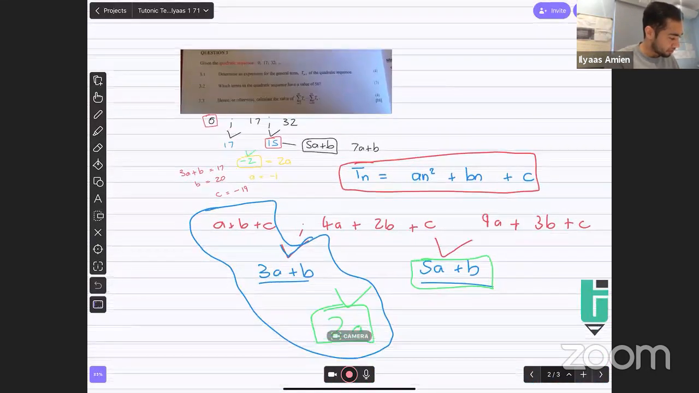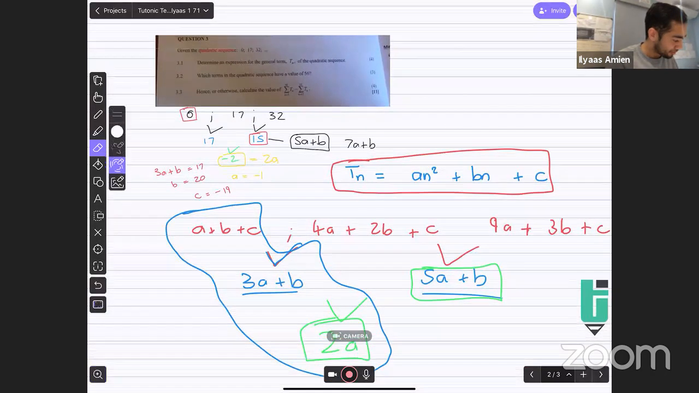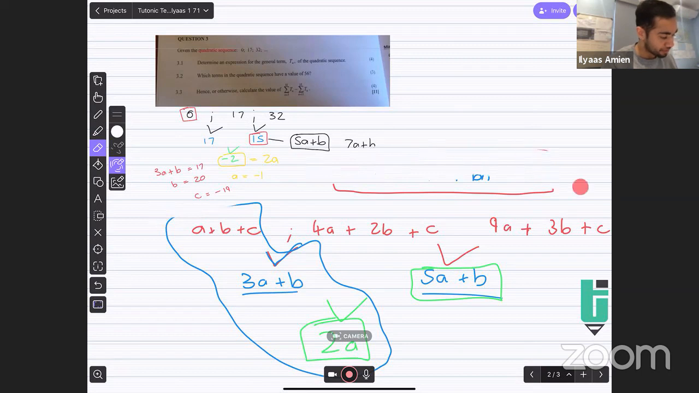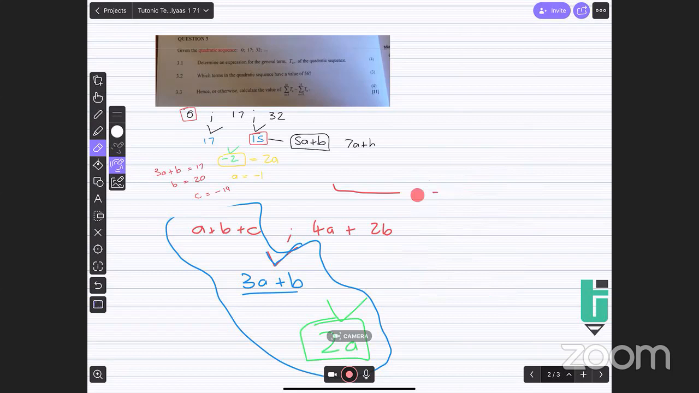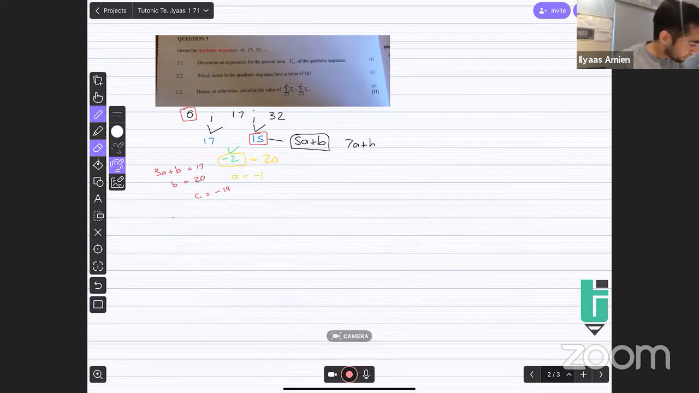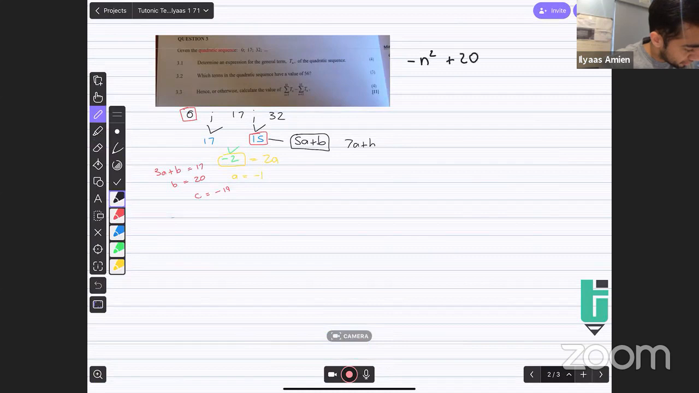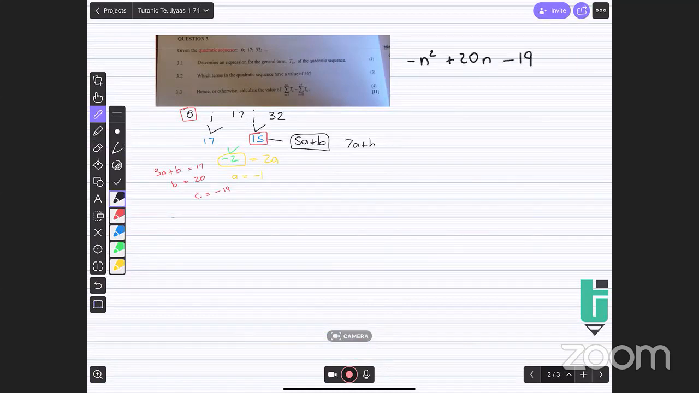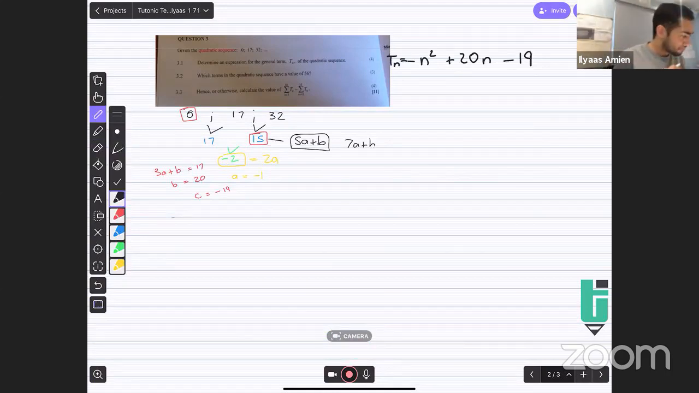So what did you get for the general formula of the sequence? Oh, we have it here actually. Okay, what was the general formula? Minus n squared plus 20n minus 19. Yeah, okay. Minus n squared, so I'm just erasing this. Minus n squared plus 20n minus 19, right? Tn. Okay, and then the second question?